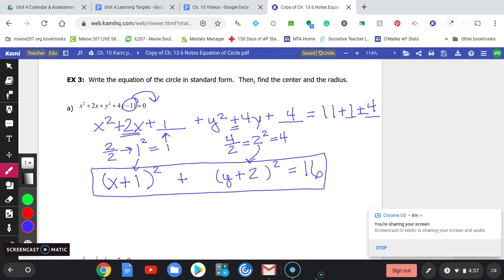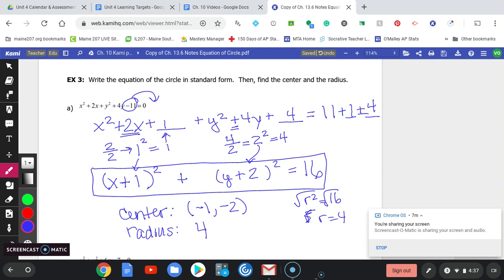All right. And so now it wants me to tell you what the center and radius are. All right, so my center, remember we said it's going to be the opposite for the x, so that'll be a -1, and the opposite for the y, which is -2. And then the radius squared is 16. So then the radius is equal to 4.